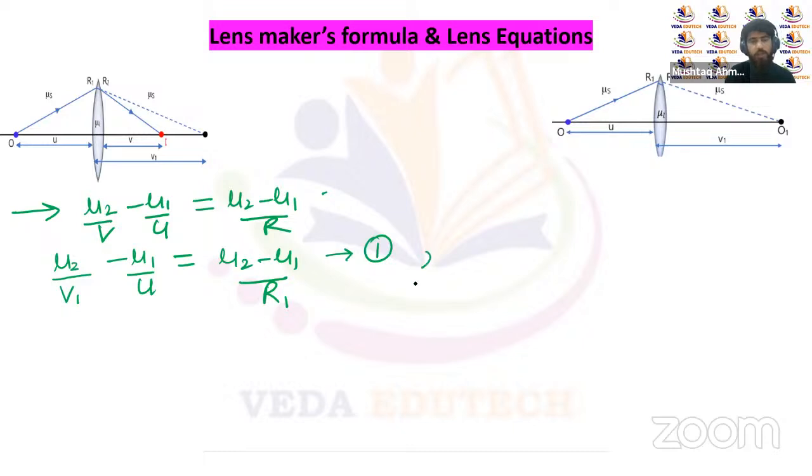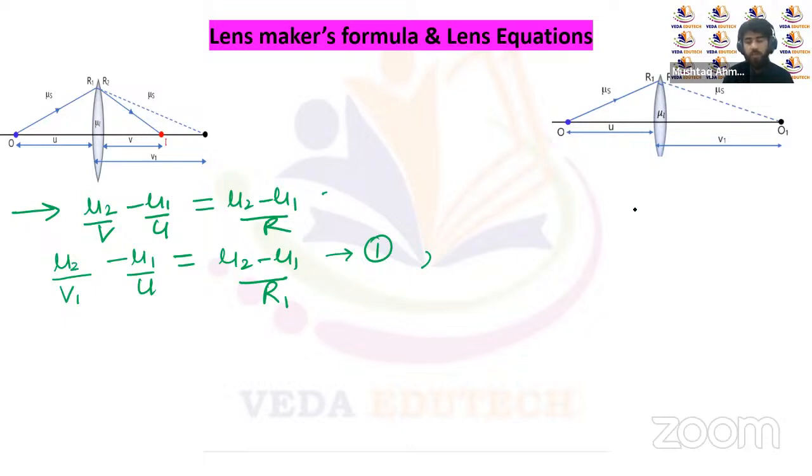Similarly, at the second surface, the refraction will once again take place. But in this case, the second medium will be mu1 and the first medium will be mu2. And for the second surface, the object will be the image formed because of the first refraction, so V1 will be the object distance for the second refraction.